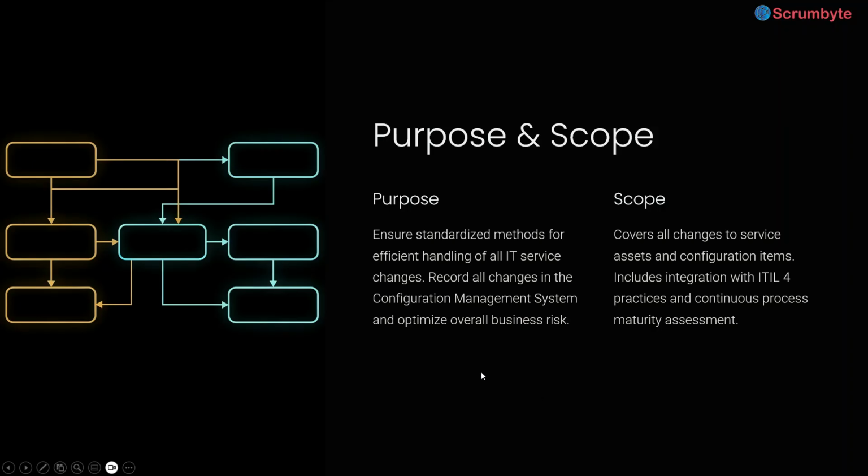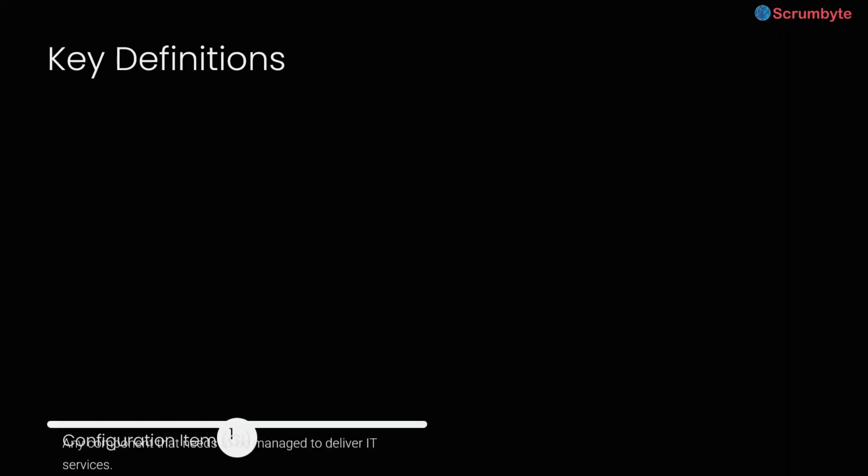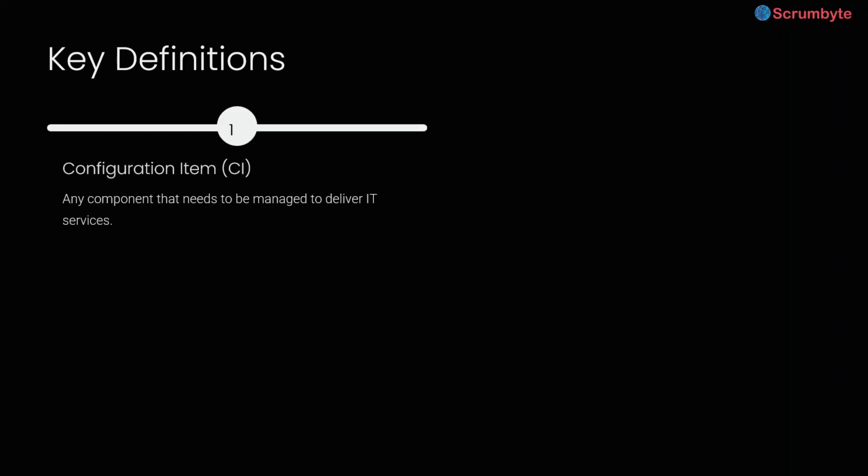Now let us look at some of the key definitions that describe what is involved in change management. First thing is you need to understand what a configuration item is. Any kind of component, it can be software, it can be a service, it can be a physical asset, anything that can be configurable is a configuration item.